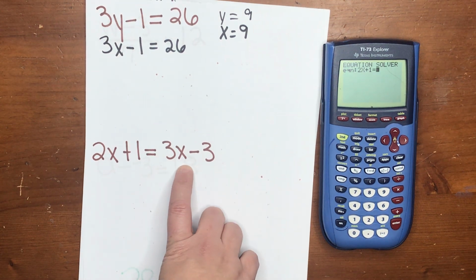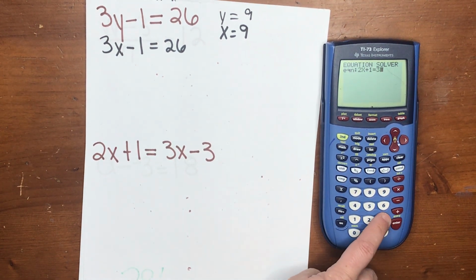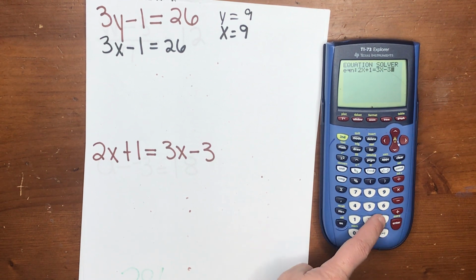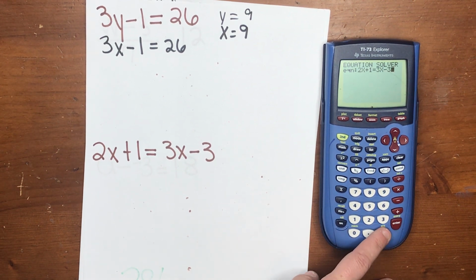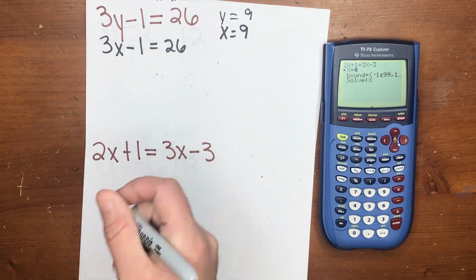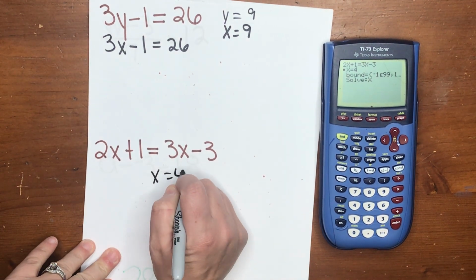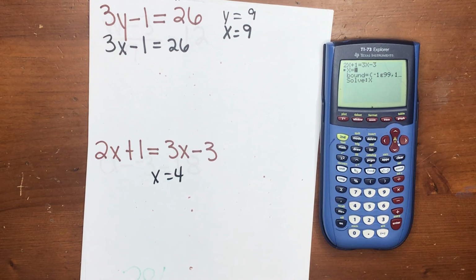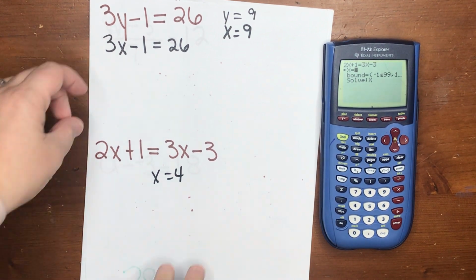The second part of the equation is 3x minus 3. So 3x minus 3. We're going to hit enter 4 times, and we're watching for the dot to appear. 1, 2, 3, 4. My dot pops up, and my answer is x equals 4. Okay? So you can do it with a variable on each side as well.